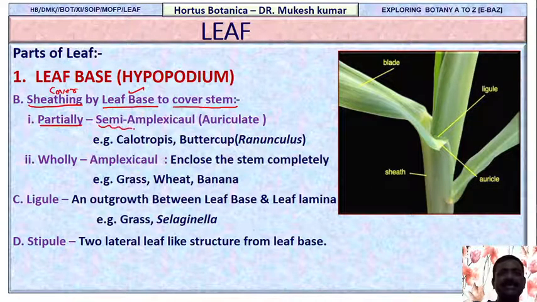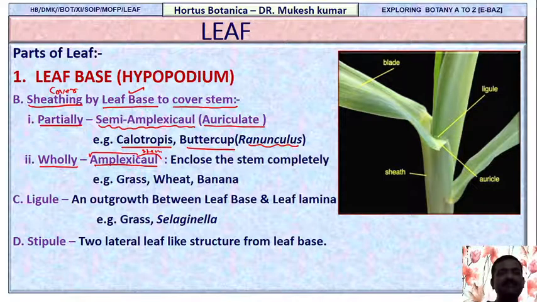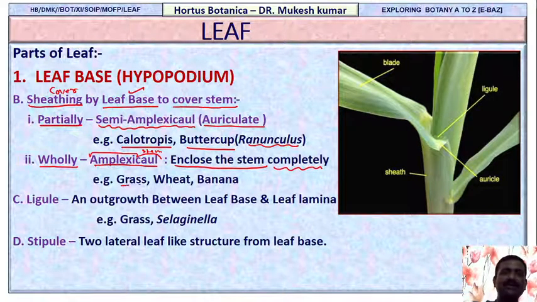This is also called semi-amplexicaul or auriculate, isn't it? And this is found in Calotropis and buttercup, that is called Ranunculus. But it might be possible the leaf base will be completely, wholly covered, and this is called amplexicaul. Caul means stem, mind well, and amplexi means embrace. So you are embracing, covering the stem completely. That's why whole sheathing covering is there. So what will happen here? It encloses the stem completely. And this is very common in the case of grass.